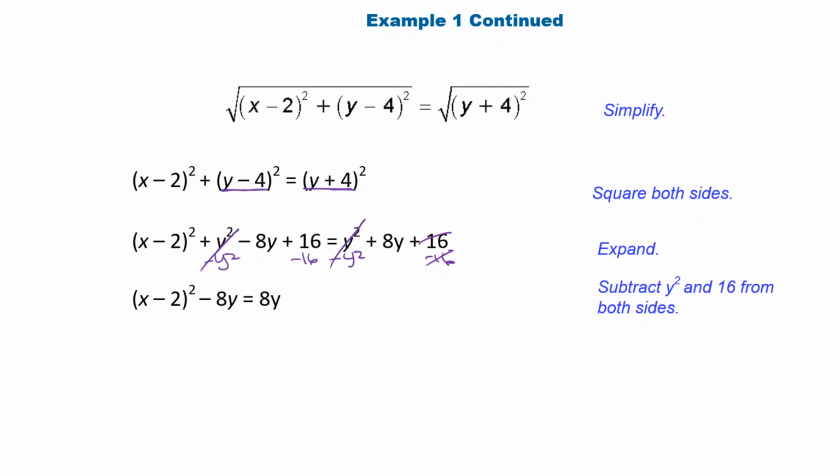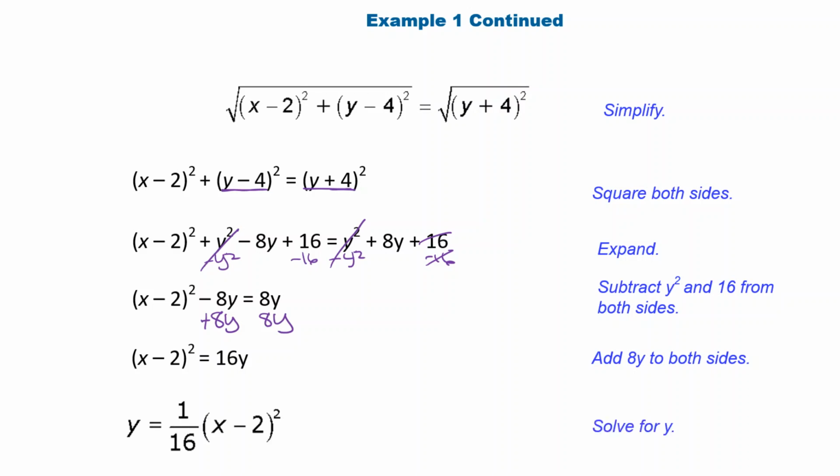And we end up with x minus 2 squared minus 8y equals 8y. The next thing we want to do is add 8y to both sides. That gets our 8y onto one side and our x on the other. So we have x minus 2 squared equals 16y. Next, we want to solve for y, and we see that y equals 1 over 16 times x minus 2 squared. And there's your equation for your parabola.